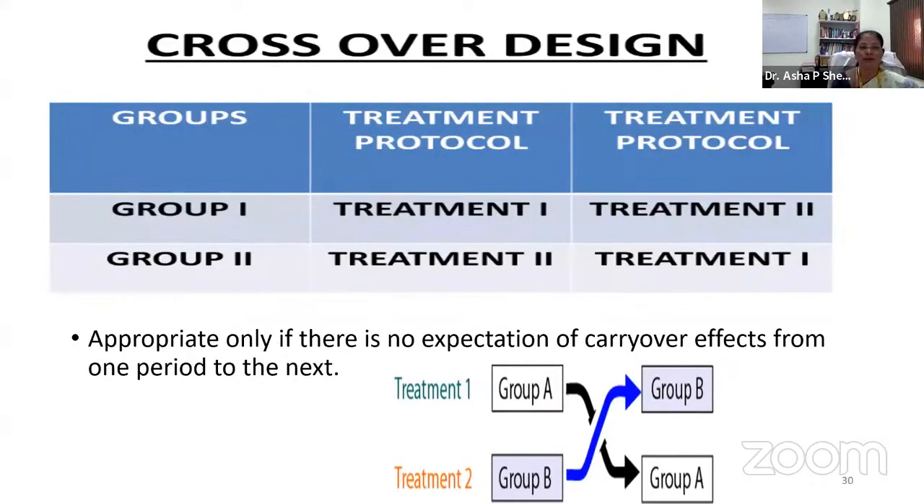For example, let's say we have two groups, group 1 and group 2. Group 1 will get treatment 1 and group 2 will get treatment 2.